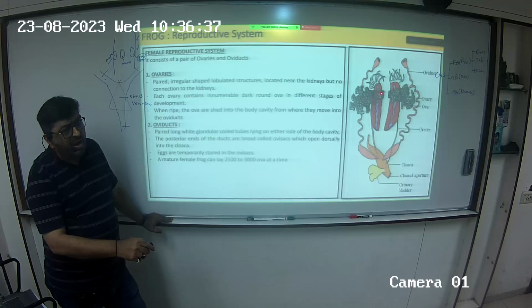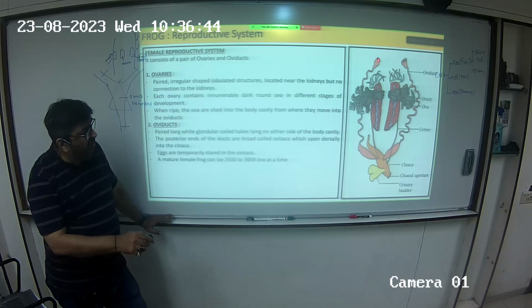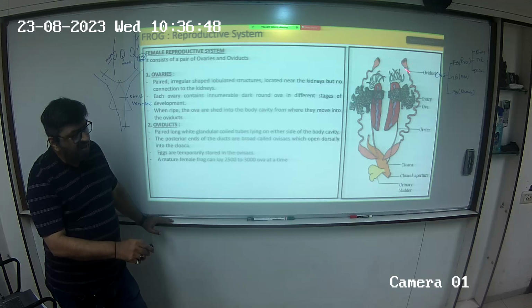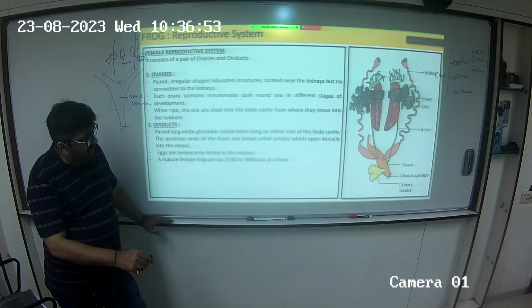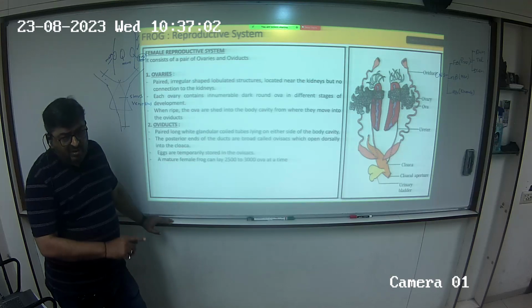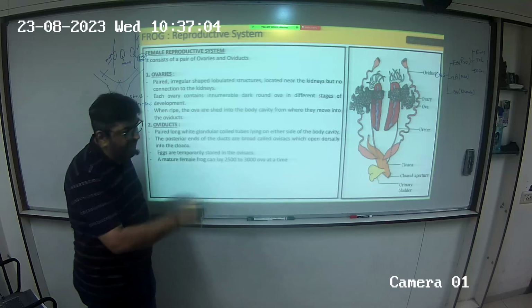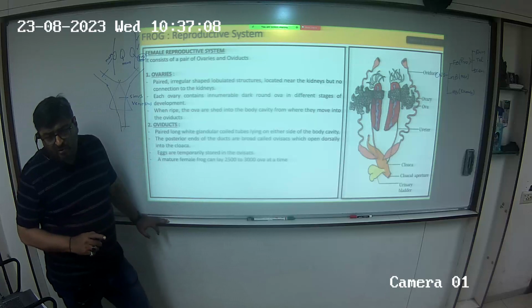Finally, the ova are released in the body cavity. Ova will be released in the body cavity and they will be taken through the oviduct now. The two structures which you see on the lateral sides are the oviducts. Now oviduct से नीचे आएंगे. Cloaca में enter करने के पहले can you see oviduct is a little swollen here? This part is known as ovisac. Mentioned in the text but not mentioned in the diagram. So please make a note here. Text में mention किया लेकिन diagram में mention नहीं है. Ovisac.